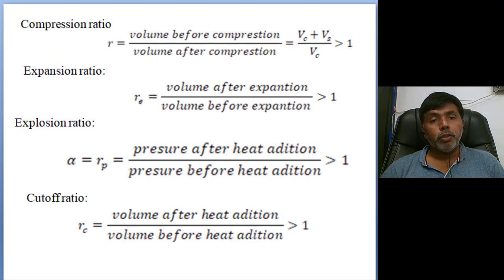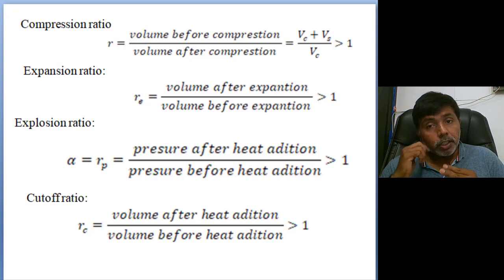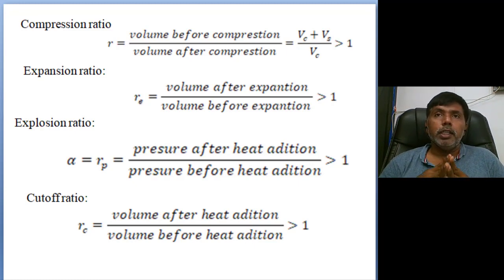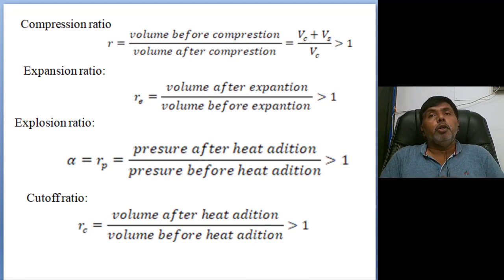Next, some more ratios we discussed. The compression ratio is volume before compression by volume after compression, where volume before compression is the total volume, clearance volume plus swept volume, by clearance volume. Next, the expansion ratio: volume after expansion by volume before expansion. In the Otto cycle, the compression ratio and expansion ratio are equal, because heat addition and heat rejection happen in the same process. Next, the explosion ratio: pressure after heat addition by pressure before heat addition. Next, the cutoff ratio: volume after heat addition by volume before heat addition.